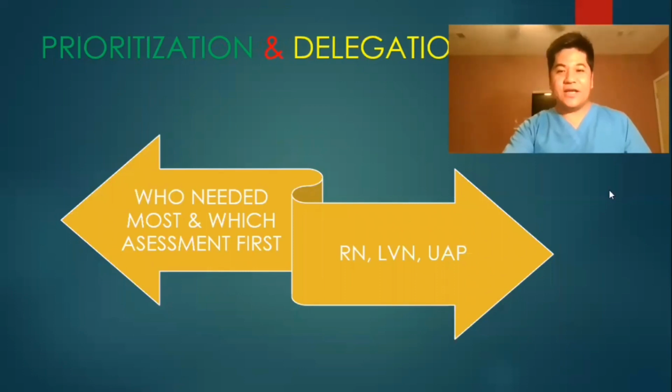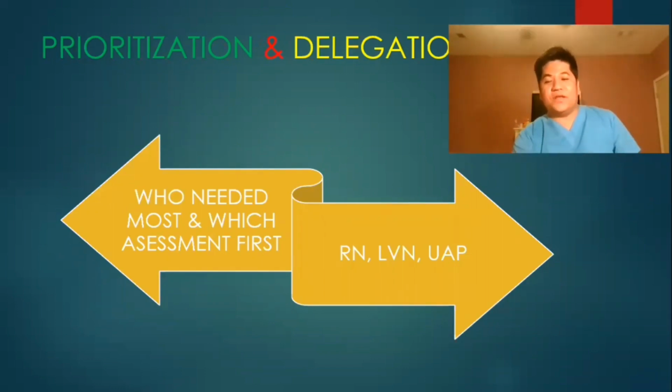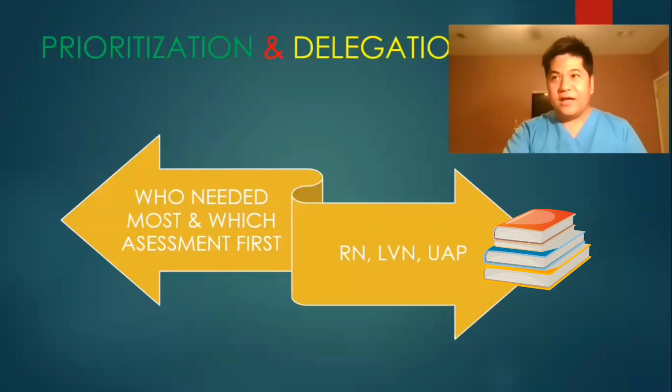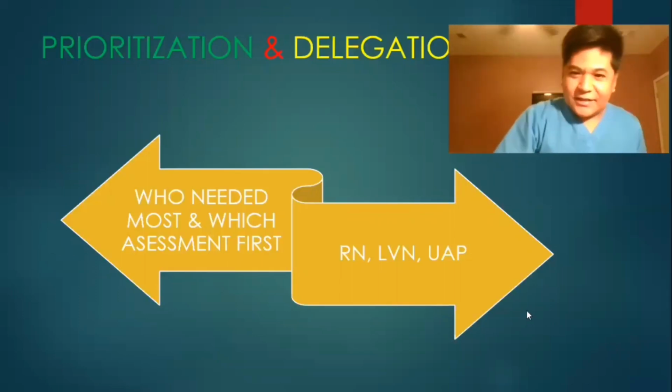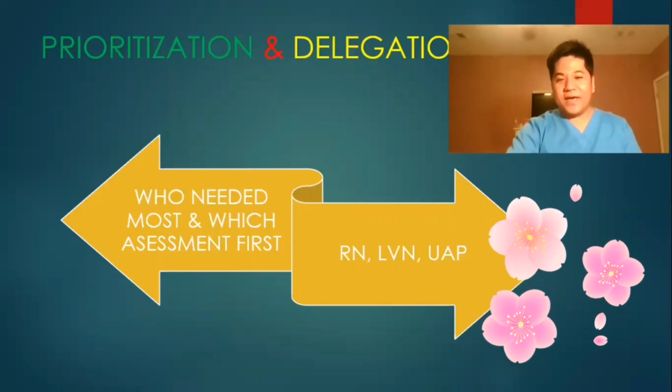Then next is prioritization and delegation, which is a very important topic in NCLEX. For prioritization, you have to know everything, because they put a scenario or conditions in which you would assess who needs attention first, or who needs the most attention, or which assessment needs to be prioritized. And for the delegation, of course, there is the RN, then the licensed vocational nurse or the LPN, and the unlicensed assistive personnel, the UAP.